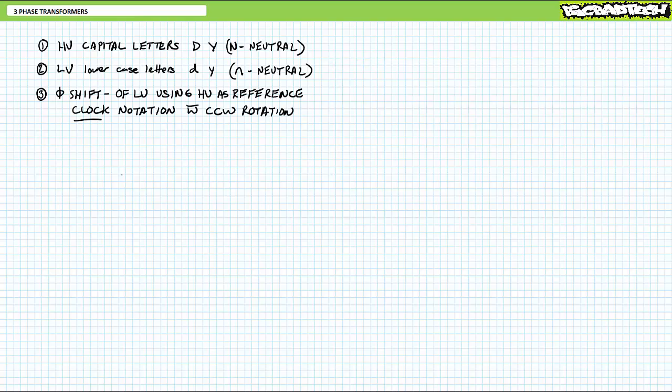Finally, part 3 is the phase shift of the low voltage side with respect to the high voltage side using clock notation.